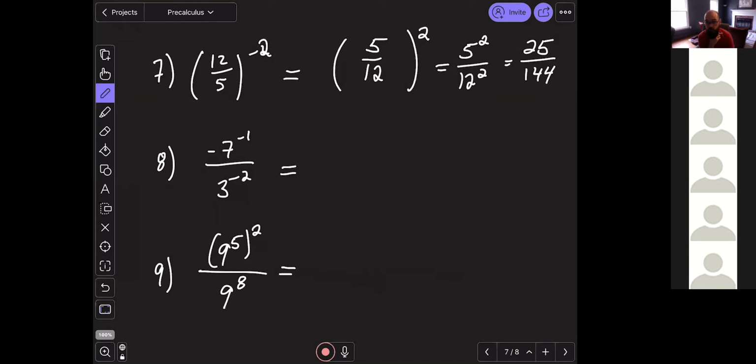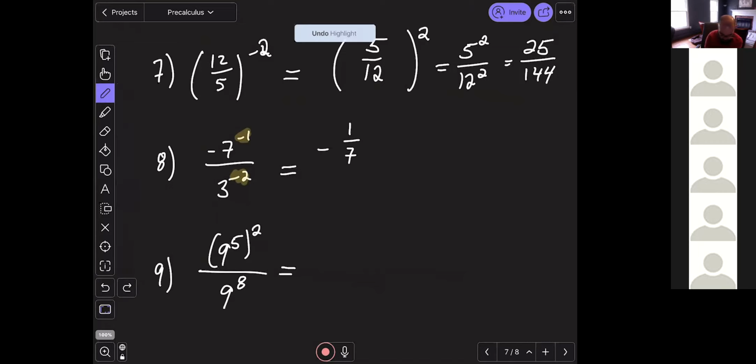All right, so this one here, again, is going to be a lot of the same. Lots of negatives, right? We've got lots of negative exponents, and then we've got this other negative hanging out here. So as I'm thinking about this, the first thing I'm going to do is think about this as negative 1 over 7. So I'm going to process this negative exponent. I'm going to do the same for my denominator.